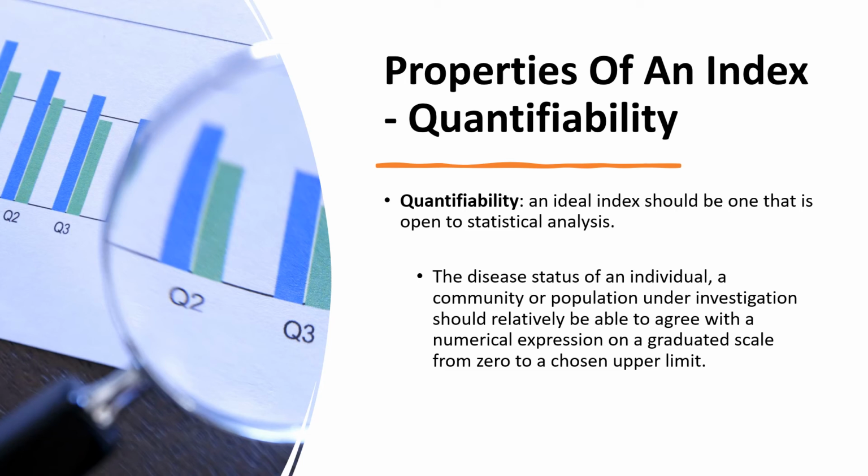You can say, this is the amount of this disease in this community, which differs from the amount in this community, which is probably the same as the amount in that community. An ideal index should be able to quantify diseases numerically.